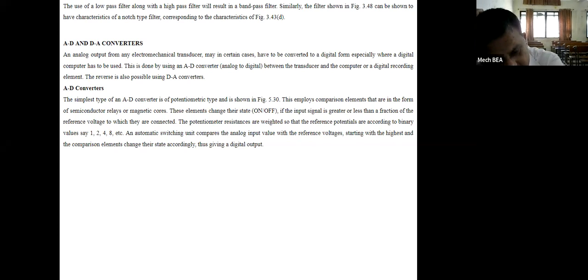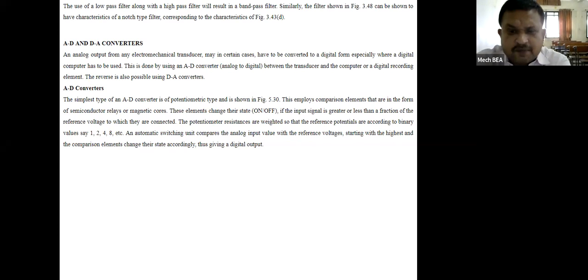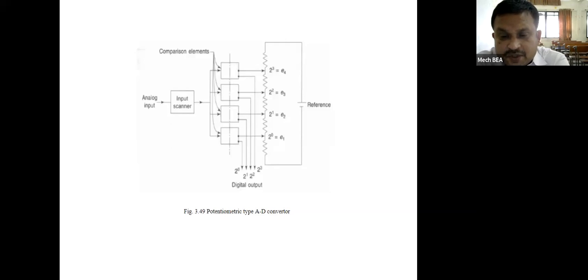An automatic switching unit compares the analog input value with the reference voltages starting with the highest, and the comparison elements change their state accordingly. Now this is the potentiometric analog to digital converter. See that?